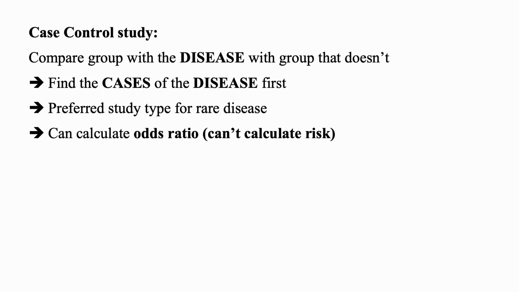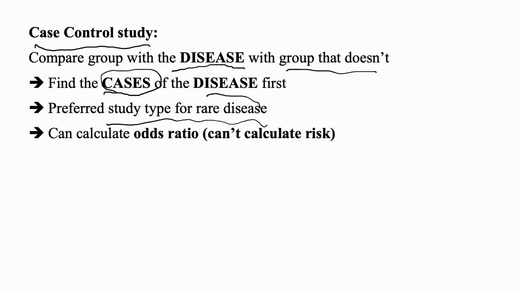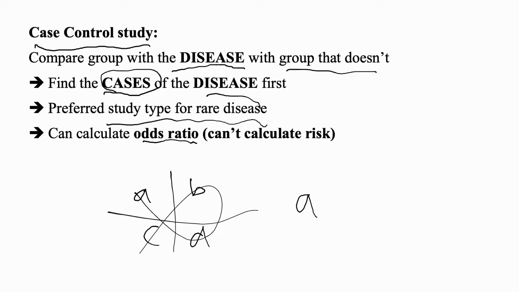Now, a case control study is when you will compare the group with the disease with the group that doesn't. So the thing to remember for a case control study is you first find the cases of the disease. Case control studies are the preferred study type for rare diseases, and you can use the 2x2 table from a case control study to calculate the odds ratio. The way you calculate odds ratio will be A times D divided by C times B.